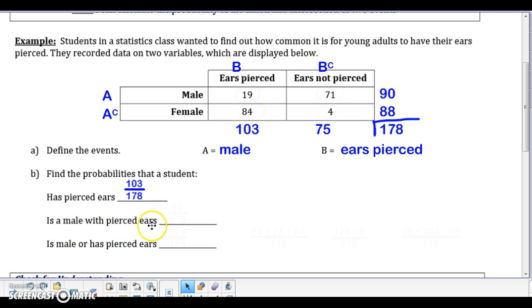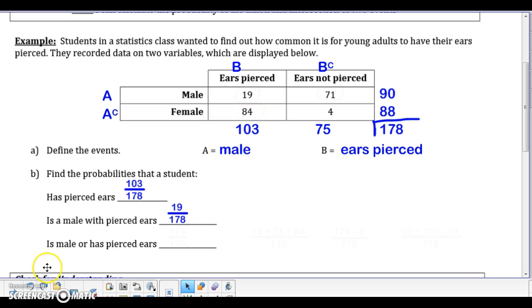Is a male with pierced ears? So that means that they are male and they have their ears pierced. So the people that are in that category are here. These are people who are male and have their ears pierced, which is 19 out of my total, which is 178. So my probability is going to be 19 out of 178.